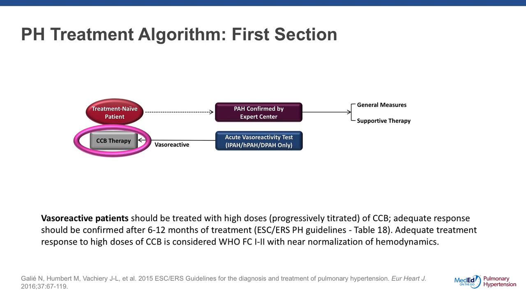A patient who's a long-term responder is one who improves to functional class 2 or 3 with near normalization of the hemodynamics. So those patients are few and far between, but very important to identify as their long-term prognosis is excellent.